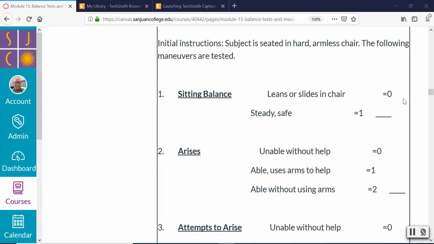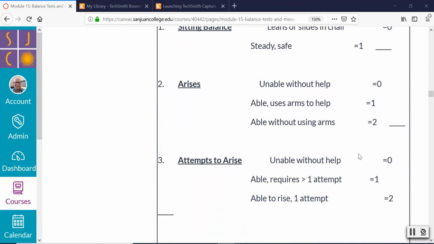If they have to lean or they're working hard to hold themselves up, they're swaying around, you give them a 0. Then you have the patient stand up, and if they're able to stand up without help, then they get 0, okay? If they have to use the arms of the chair or use their arms in any way to help push up, like if they have to push up against their legs or their knees with their arms, then they get 1 point. If they're able to stand up without using their arms, then they get 2 points.